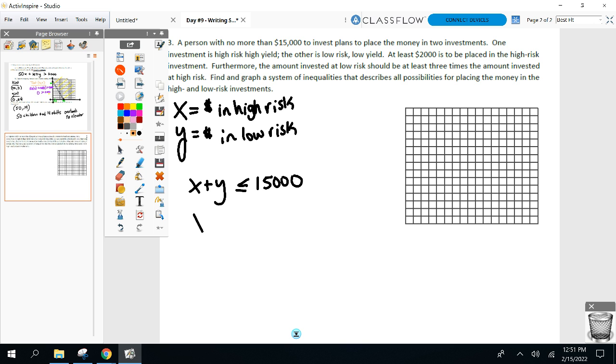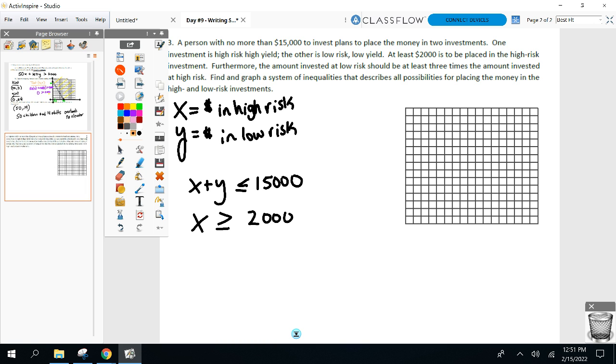Just X by itself and 2,000. Greater than or equal to? At least 2,000. Greater than or equal to 2,000. Good work. Why is there no Y there? They didn't say anything about the low risk. All good so far.